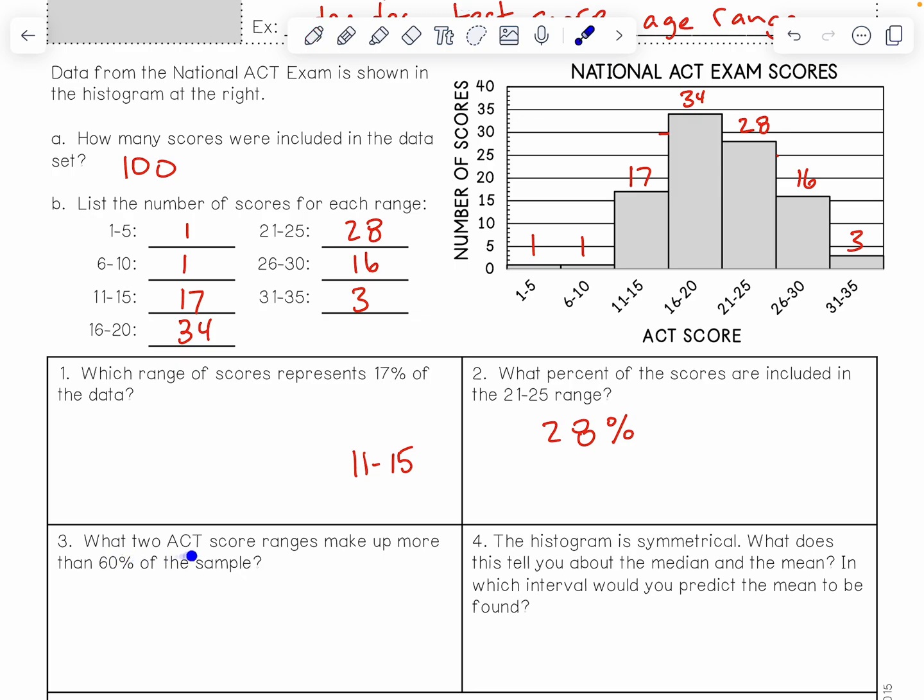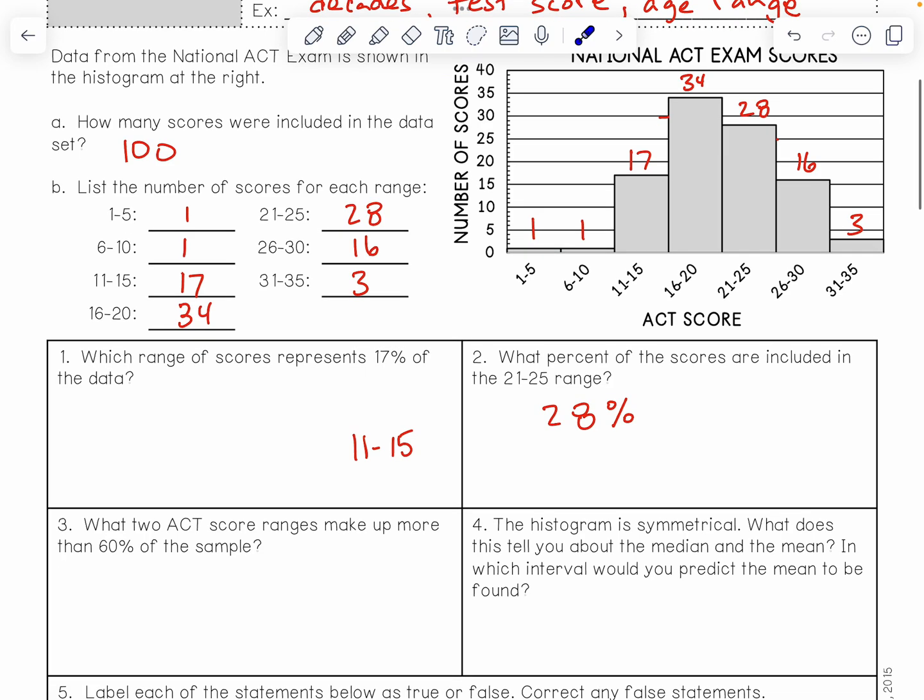What 2 ACT score ranges make up more than 60% of the sample? So 60% would be a lot, more than 60%. Which 2 ranges would be like 34 and 28, that's 62, I think. So it would be the 16 to 20 and the 21 through 25 ranges. If you combine them, that makes up a total of 62%, I believe, which is more than 60.